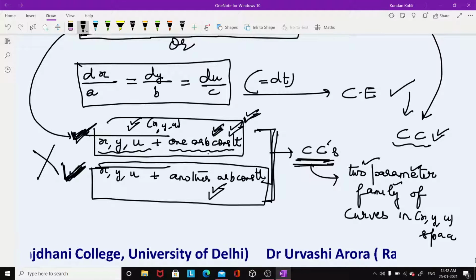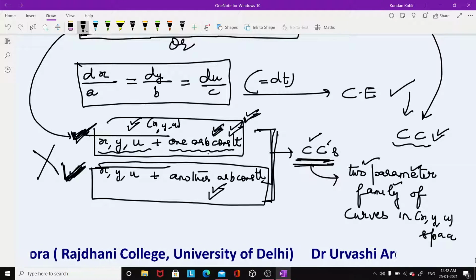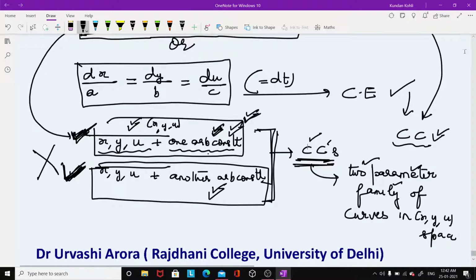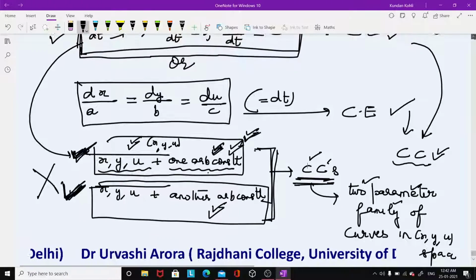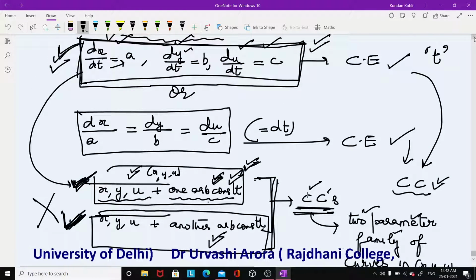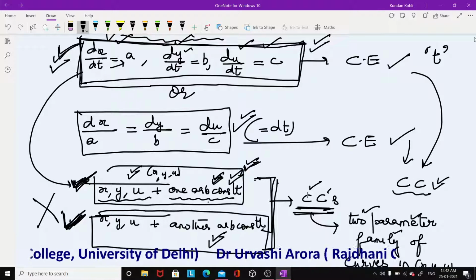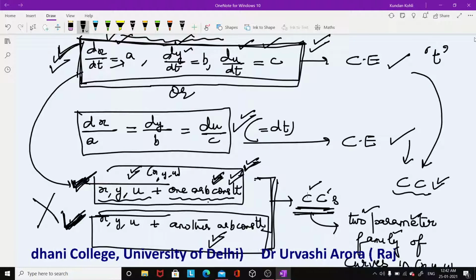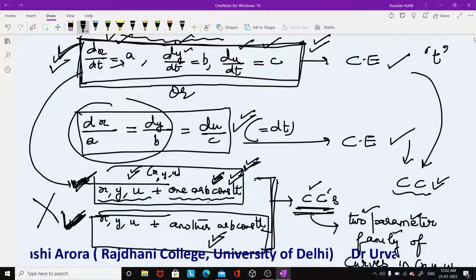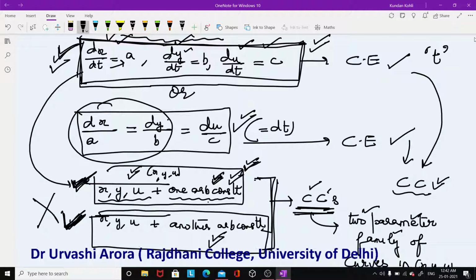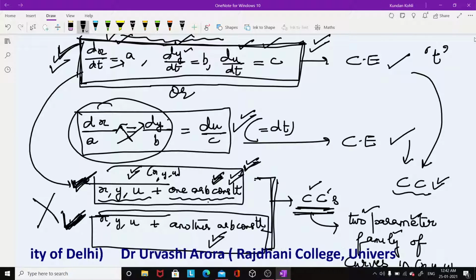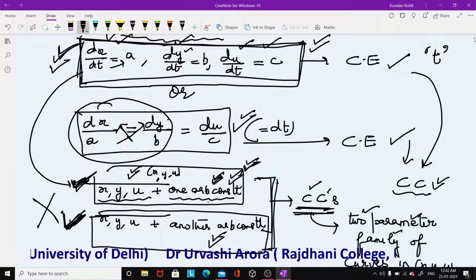And if you want to find out the slope of these characteristic curves, consider the non-parametric form of the characteristic equations. From the first two equations, you can find dy by dx by cross multiplying. Dy by dx comes out to be b by a.